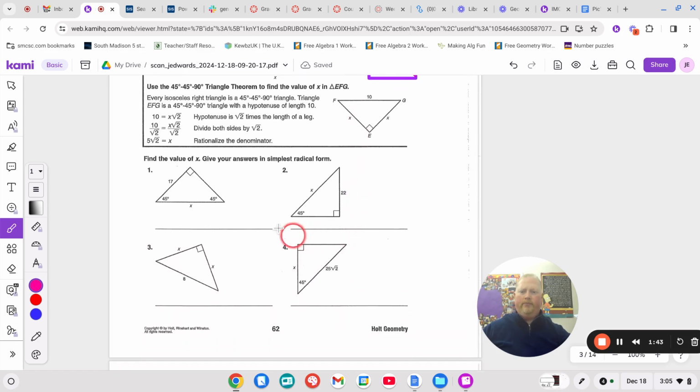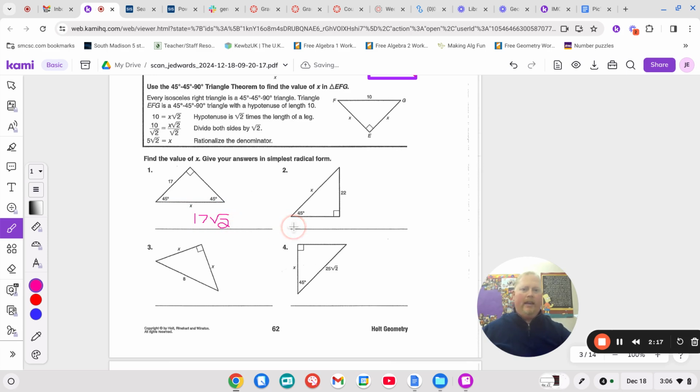Question number 1. It shows us the 45-45 right triangle, and we're given 17 as the leg. I know it's the leg because the leg will always help make up that right angle, and the right angle is pointing right at the hypotenuse. So we're given the leg, and we're being asked to find the hypotenuse. If you take a look at your notes, it just says multiply by the square root of 2. So if the leg is 17, that makes the hypotenuse 17 times the square root of 2.